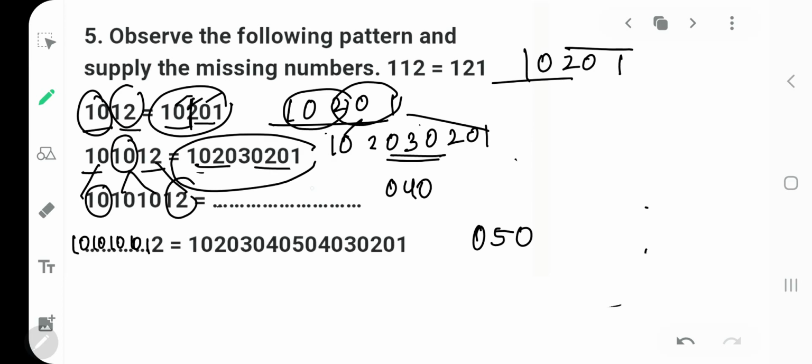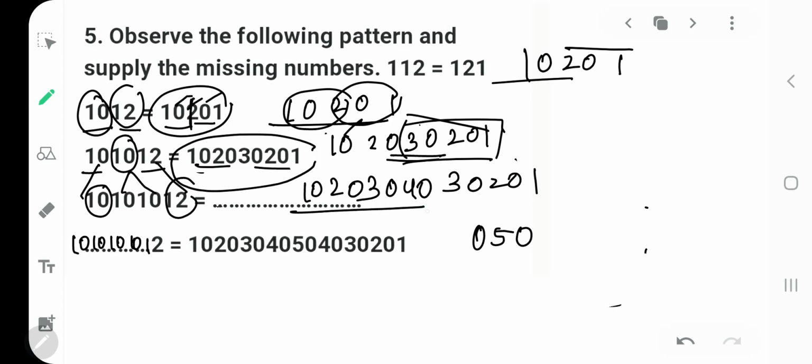So here 10203 on one side and on the other side 30201. Getting my point? Now half and half of this, so here 050 will come after, 1020304, and here will come 40300201. Got my point? You have to just look at the pattern how it is and just follow the pattern, you will get it easily.